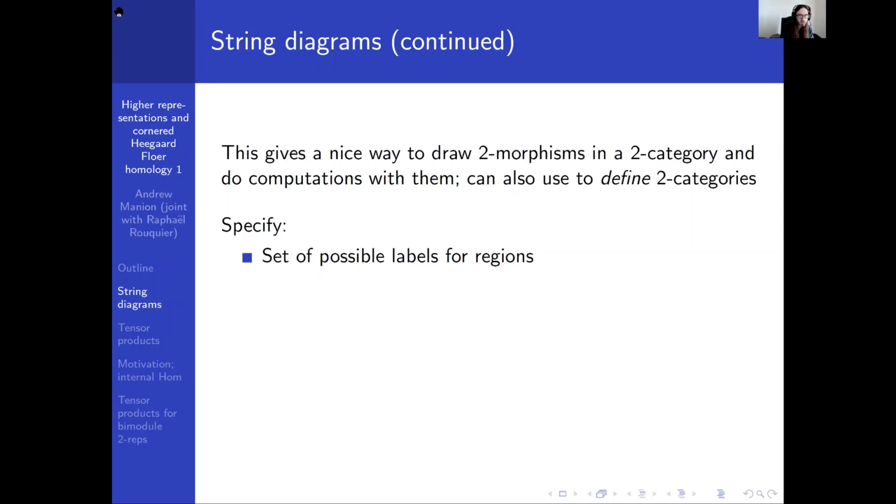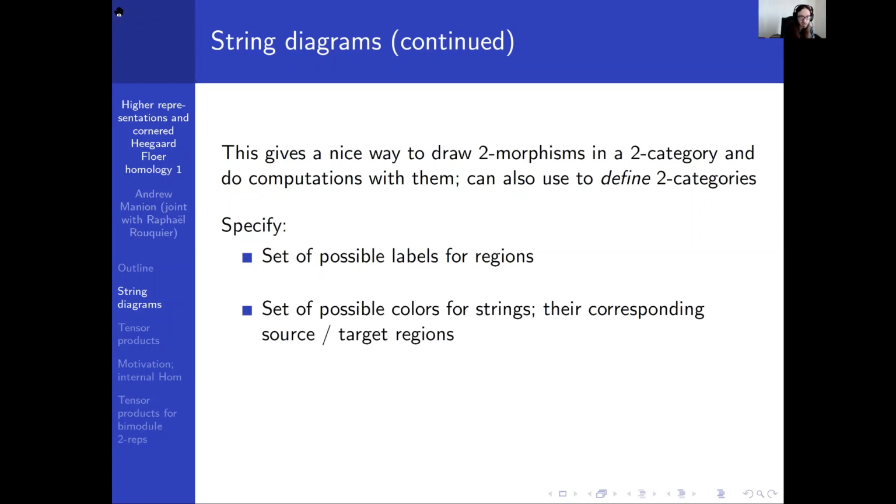So if you want to define a two category with this calculus, you want to specify a set of possible region labels. So that's going to be the objects. You want to specify a set of possible colors for the strings, and for each color, what the source and target region labels should be. And then that will tell you the one morphisms in your two category.